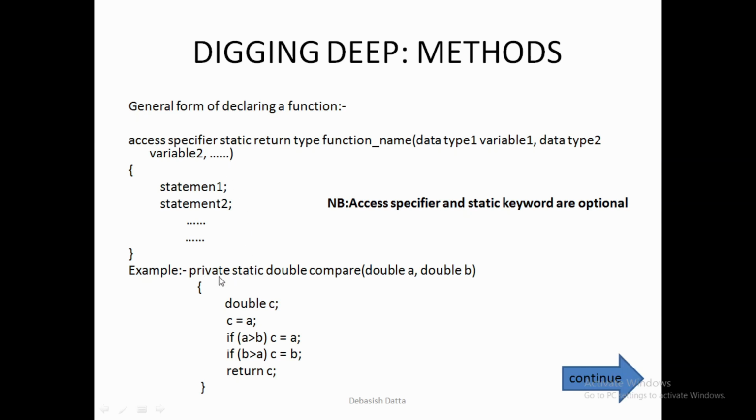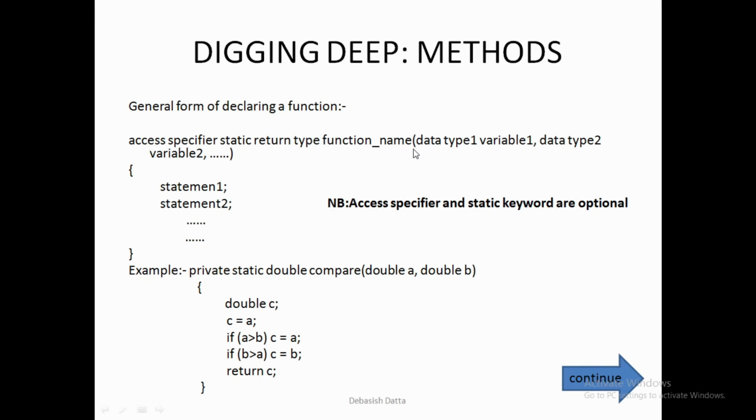As you can see, the access specifier, as I have already told, can be either public, private, protected, or default. Default access specifiers are those where we don't actually mention anything. If we don't write anything in place of the access specifier, then it will be the default or package access specifier. Then comes the static keyword, then the return type. What the return type does, I am just coming to that point.